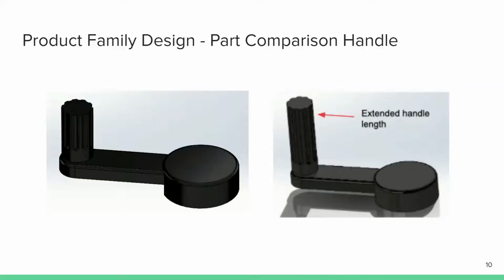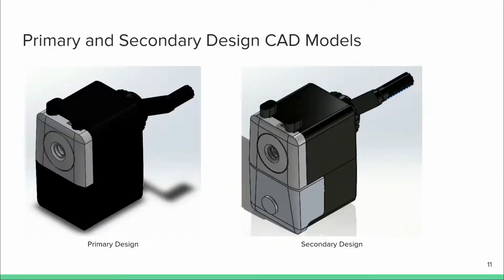The second part we changed for the secondary customer group was the handle. At a slight increase to price, we increased the handle length in order to accommodate for the larger hands of the secondary customer group. This increases comfortability and ease of use for the secondary customer group. Here you can see the CAD models for the primary and secondary customer groups.